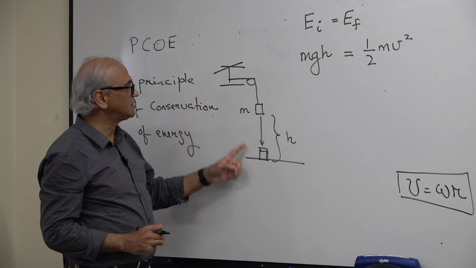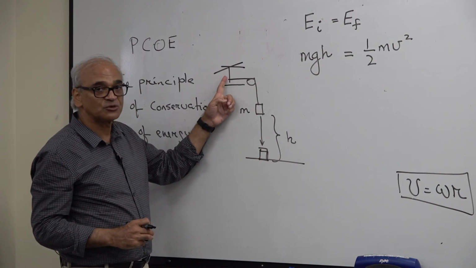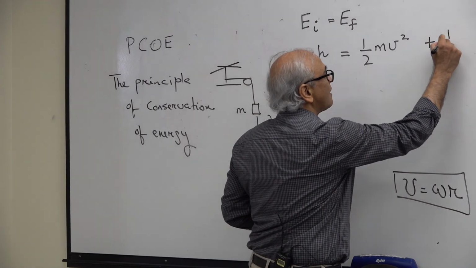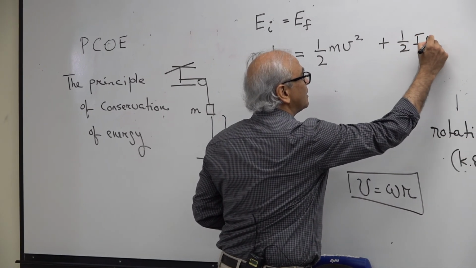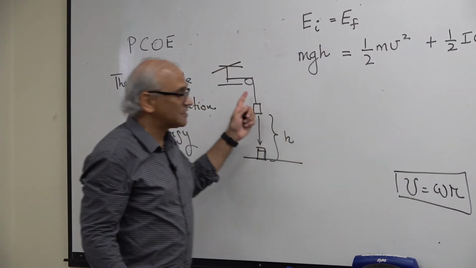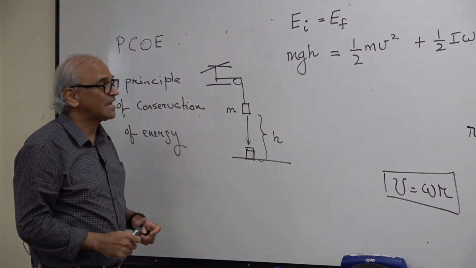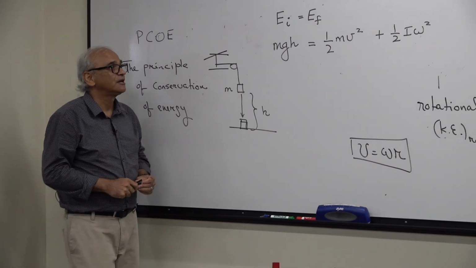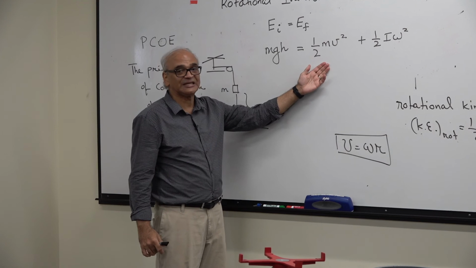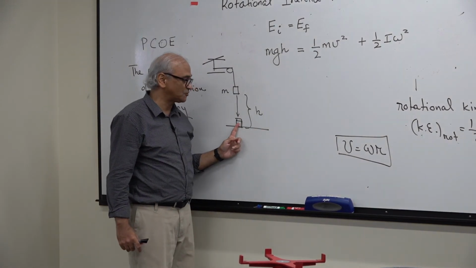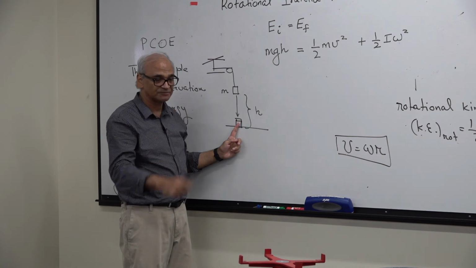In addition to it, some of the energy goes into rotating that object. So what I have here is half I omega square. This object, this red object here, has only rotational kinetic energy. It doesn't have any half mv square because it's not moving linearly, right? On the other hand, this guy doesn't have any rotational energy because it's not rotating.